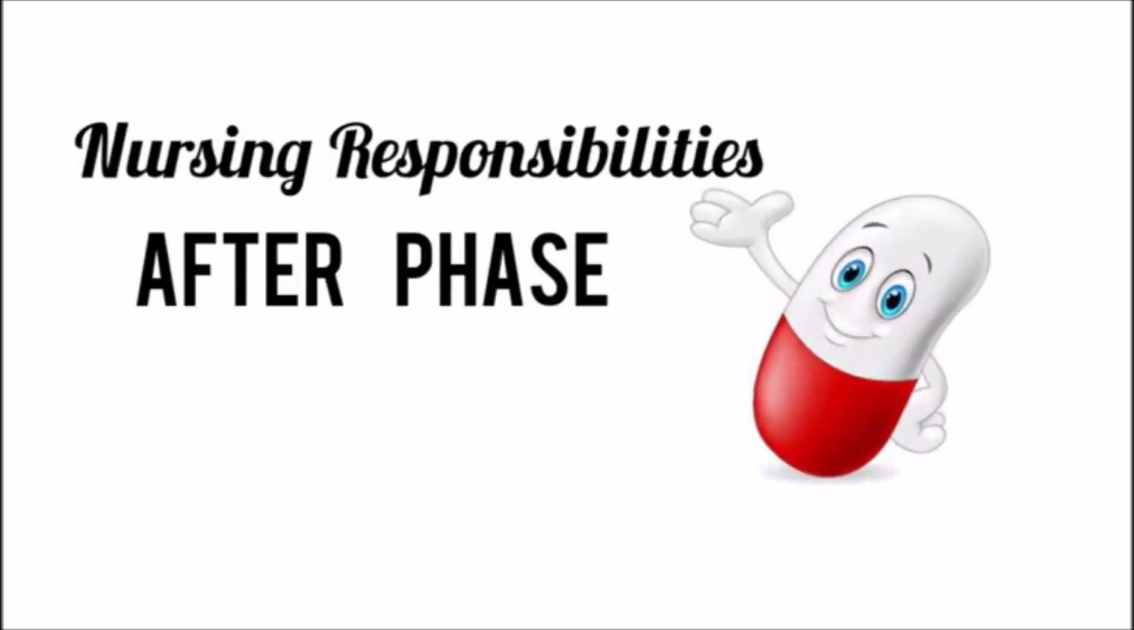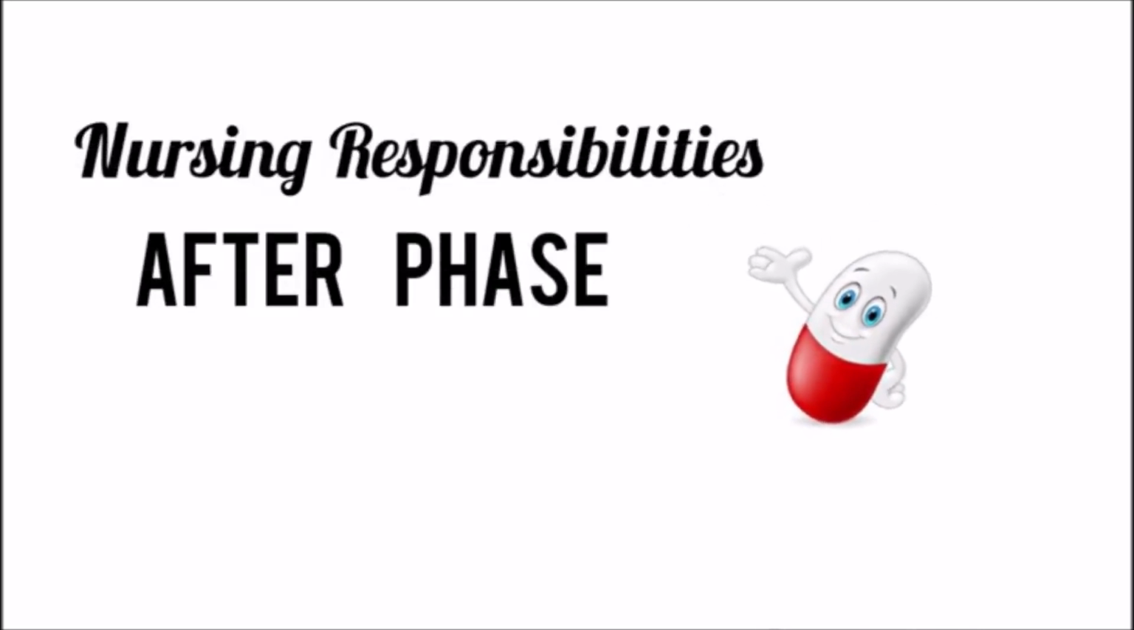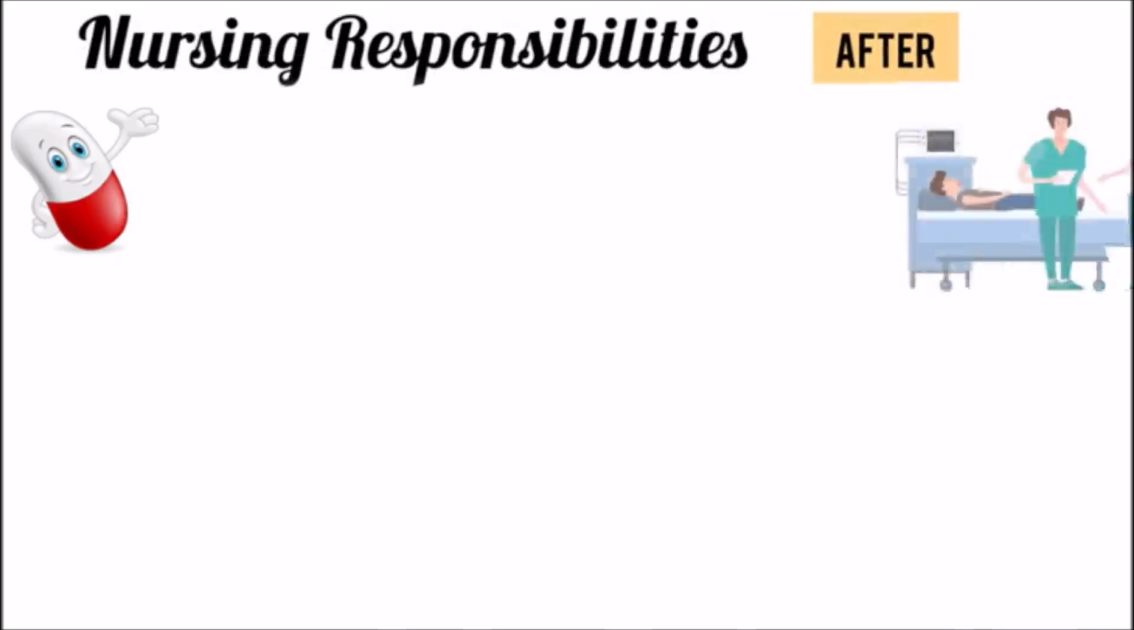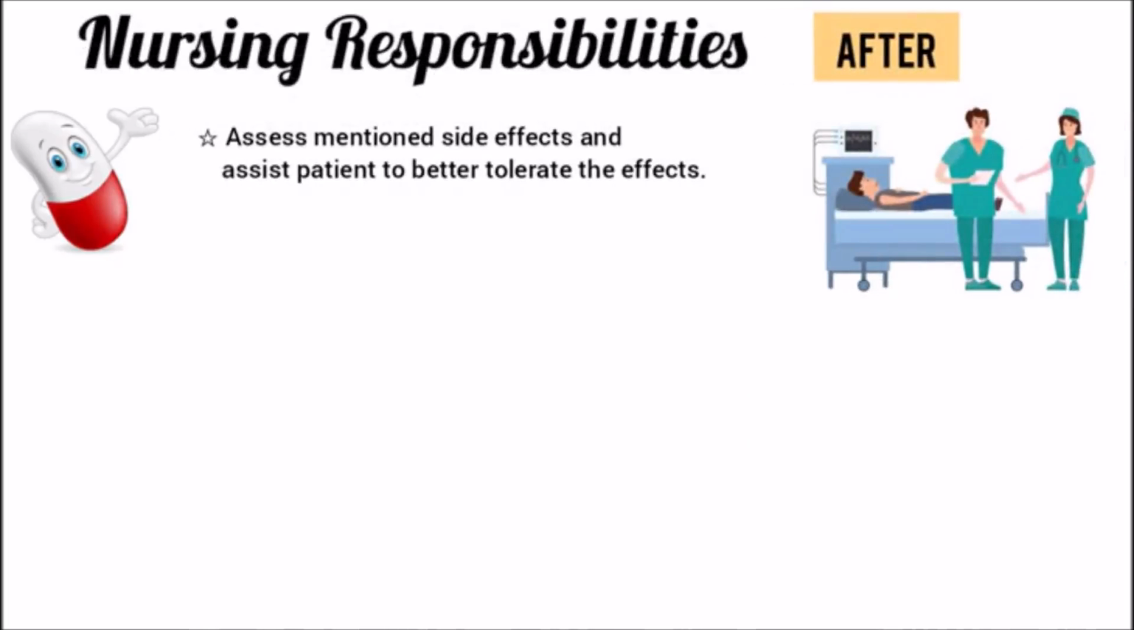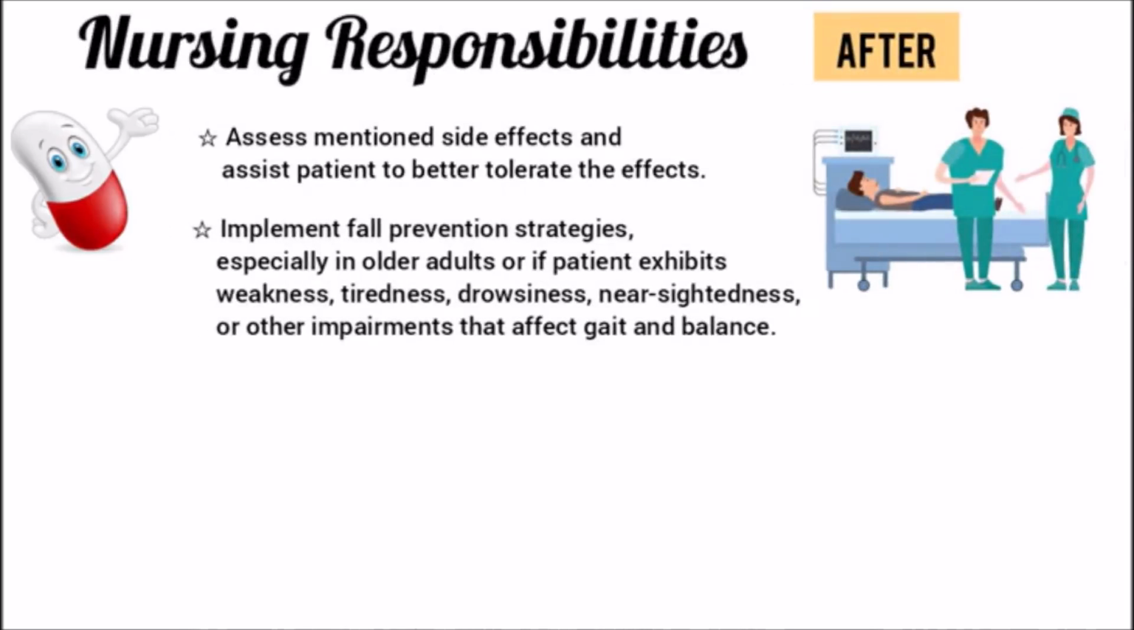Now, here are the things that you need to do after administering me to your patient. First, assess for the occurrence of the mentioned side effects and assist your patient to better tolerate the effects. Second, implement fall prevention strategies, especially in older adults or if patient exhibits weakness, tiredness, drowsiness, nearsightedness, or other impairments that affect gait and balance. This ensures the safety and prevention of patient from fall injuries.